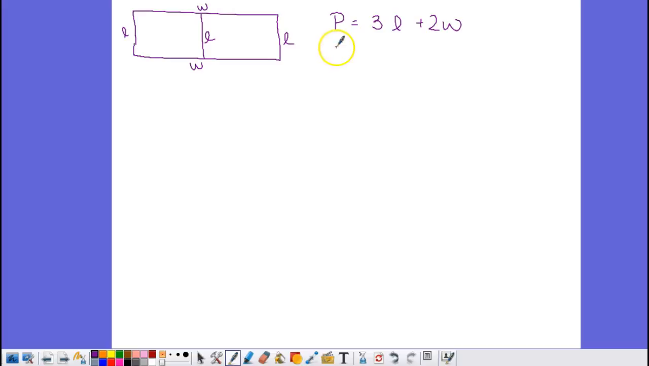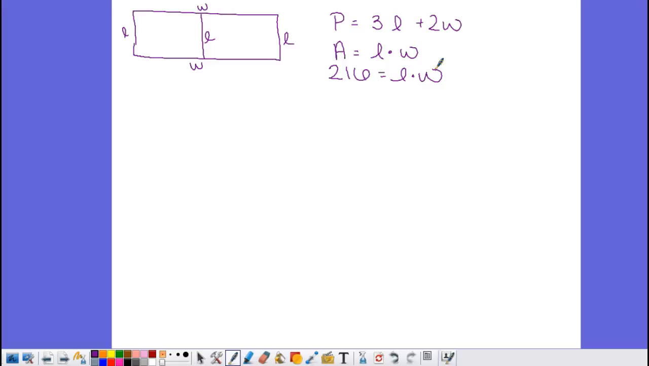And your area is still what? LW. Yep, still LW. So, what we were given was the area, right? You were given that the area was 216. So what we could do is use that to come up with a relationship to turn the perimeter to a single variable.